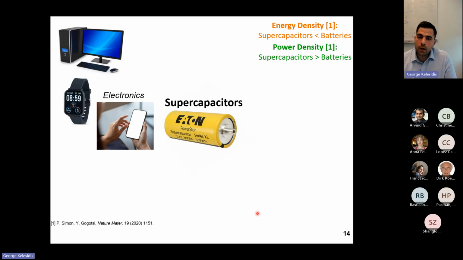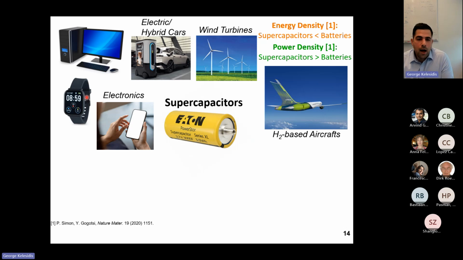So they are often used together with lithium-ion batteries in our smartphones and smartwatches to ensure their battery life. And also they are used in our computers to ensure the integrity of our data during power disruptions. Most importantly, though, I want to highlight over here that supercapacitors are included in applications that require large power densities that should be delivered at very fast charge and discharge rates. And these applications include wind turbines, as well as electric and hybrid aircrafts, and even hydrogen-based aircrafts.